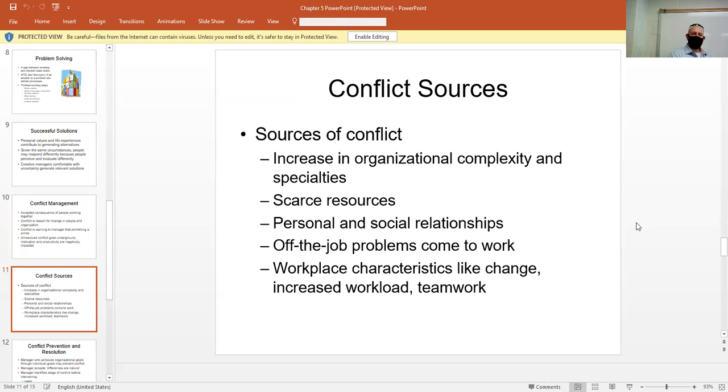So where does conflict come from? What are the sources of conflict? Increases in organizational complexity and specialties. Say you pick up something new in your facility, like starting a new equine therapy, hippotherapy program. There's going to be some stress there. You've got people that don't like horses, that are scared of horses. You think they're going to be all happy and bubbly about jumping into a hippotherapy program? Some people are scared to death of a horse.